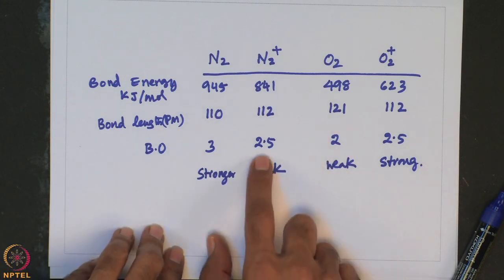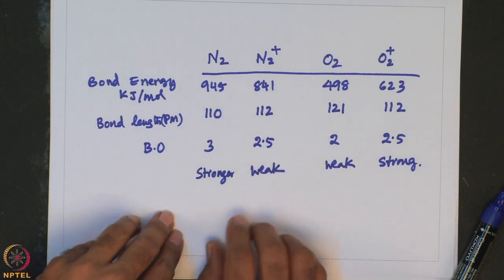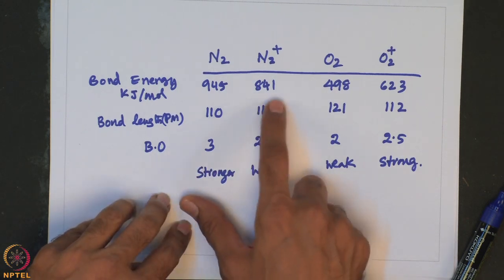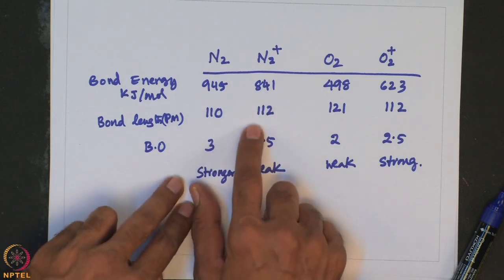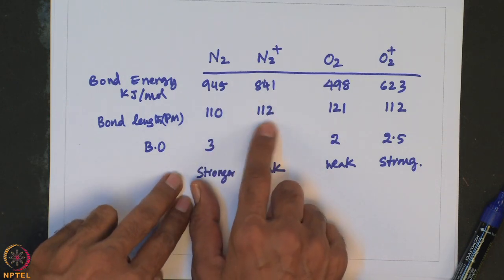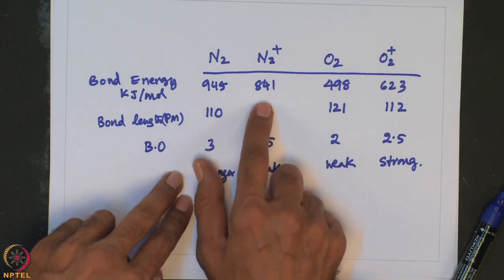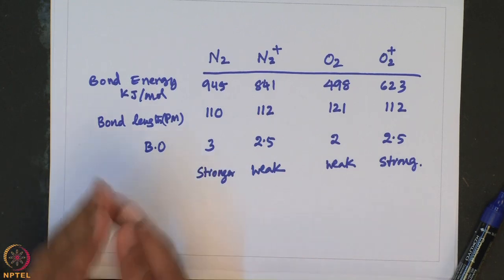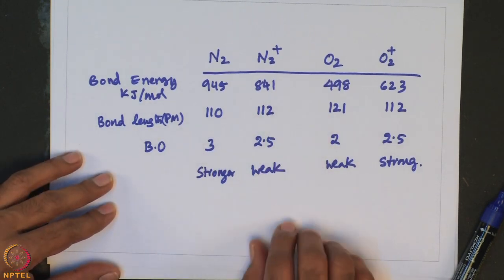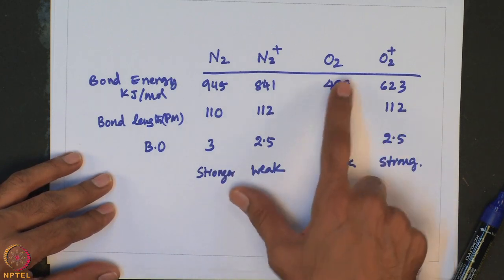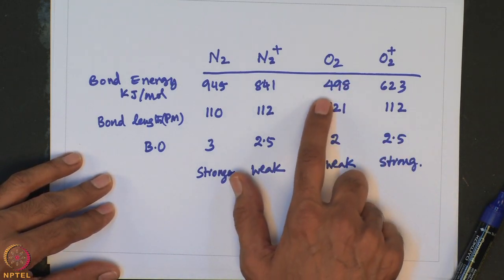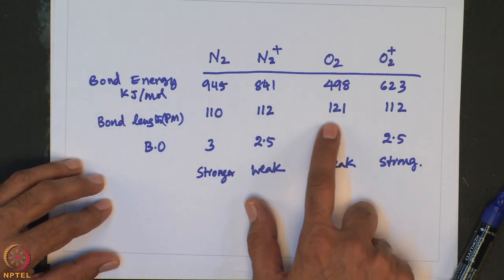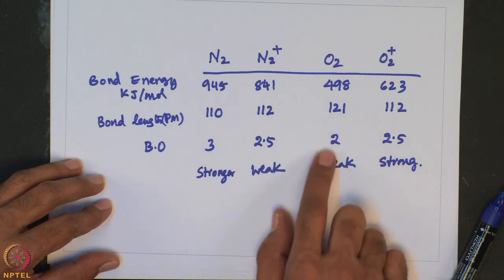Now, N2 plus, you can see bond order is 2.5, that means bond order is reduced, that means it is relatively weak compared to N2. That is reflected in its bond parameter 112, okay, little longer, 112 picometer, whereas its bond energy has dropped from 945 to 841 kilojoules per mole. The same analogy can be extended between O2 and O2 plus. In case of O2, the bond energy is 498 kilojoules per mole, and here bond distance is 121 picometer and bond order is 2.